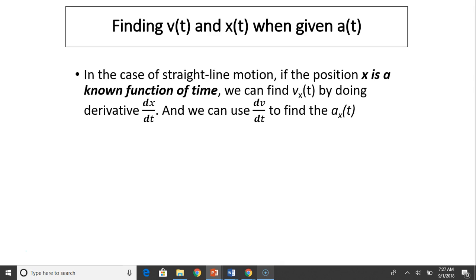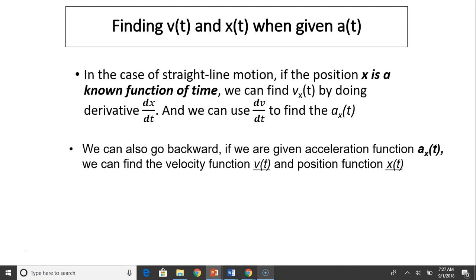In the case of straight line motion, if the position x is a known function of time, we can find v(t) by taking the derivative, v(t) equals dx over dt. And we can use v(t) to find a(t) by taking the derivative, a(t) equals dv over dt. We can also go backwards. If we're given the acceleration function, a_x(t), we can find the velocity function, v_x. And from v_x, we can find the position function, x(t).